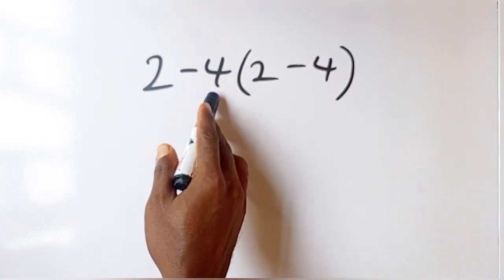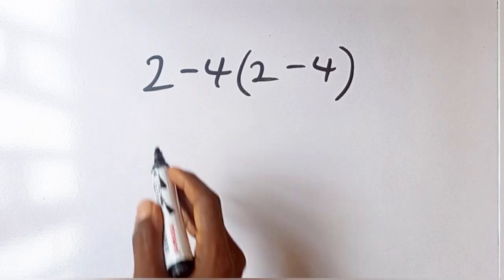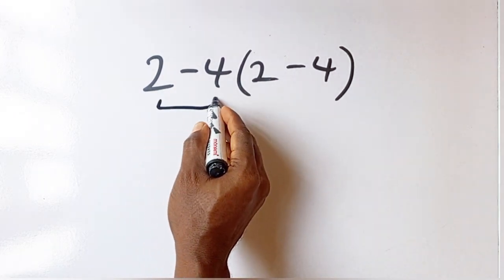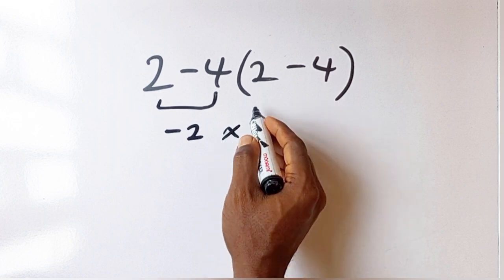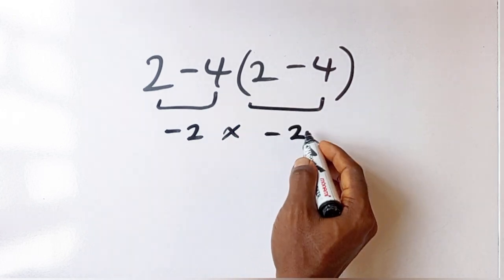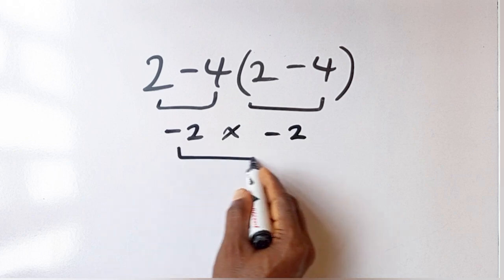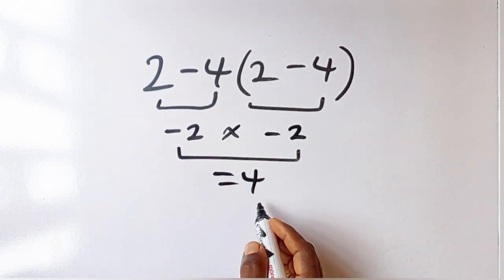2 minus 4 bracket 2 minus 4. This minus 2 minus 4, this is going to give us negative 2 multiplied by 2 minus 4. This is going to give us negative 2. Minus 2 times minus 2, this is going to give us 4.